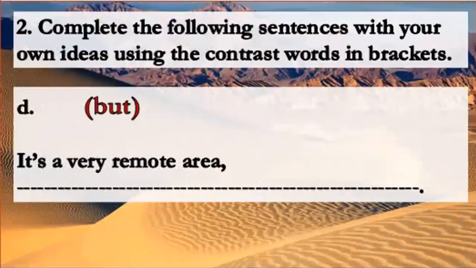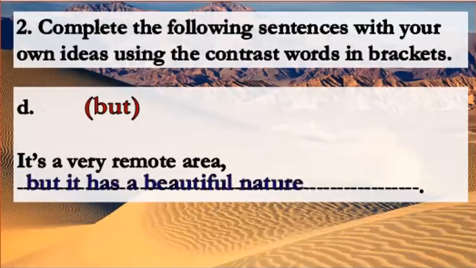Point D. It's a very remote area. Try to use but. Yes, we can say it's a very remote area, but it has a beautiful nature.